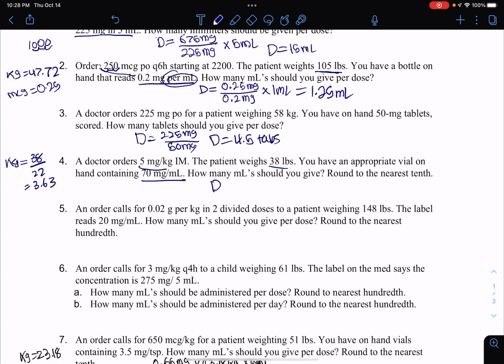We're going to do the same thing again. So we're going to do D equals, what we ordered is 5 milligrams. On hand, we got 70 milligrams. Multiply that by your 3.63. And then you have 1 milliliter, which I got from right here, per mil. We're going to work this out. We're going to do 5 divided by 70. It'll give us 0.07142. And you're just going to multiply that by 3.63.